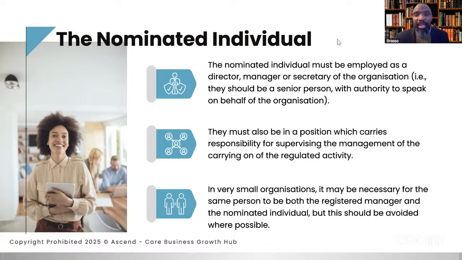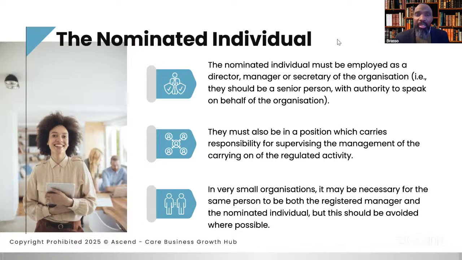Whether you're setting up a care home, domiciliary care, supported living, you need to make sure that you appoint this individual who will be responsible in making sure that the organization has got all its logistics to function. The organization is financially viable. All its services are compatible with the CQC guidance and all other rules and regulations that governs the work that we do.